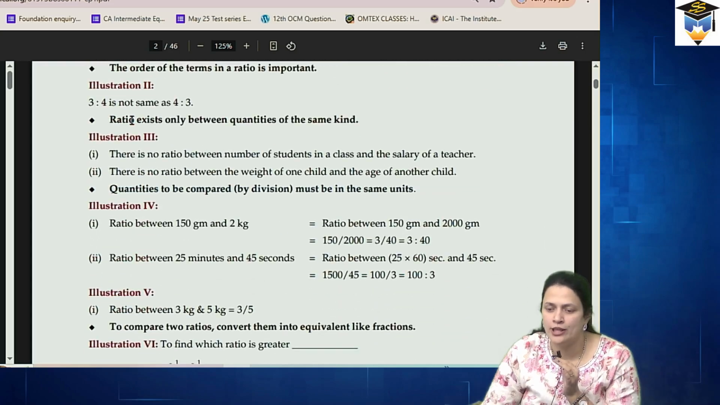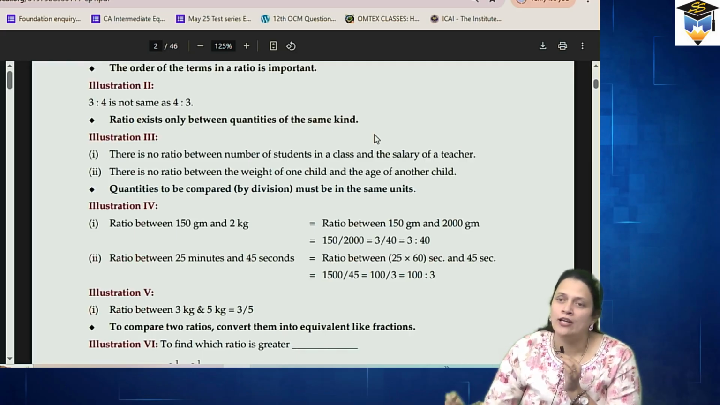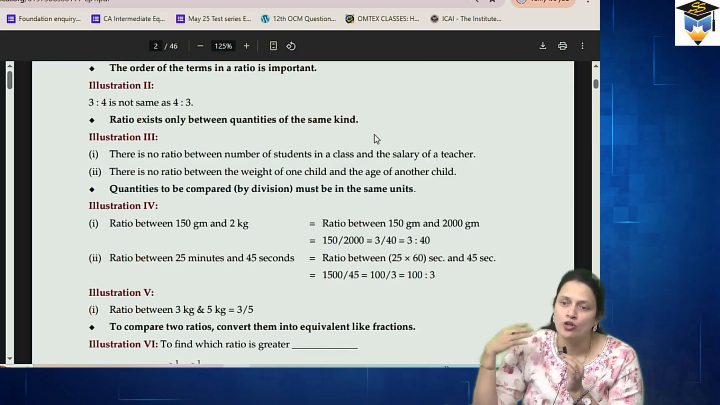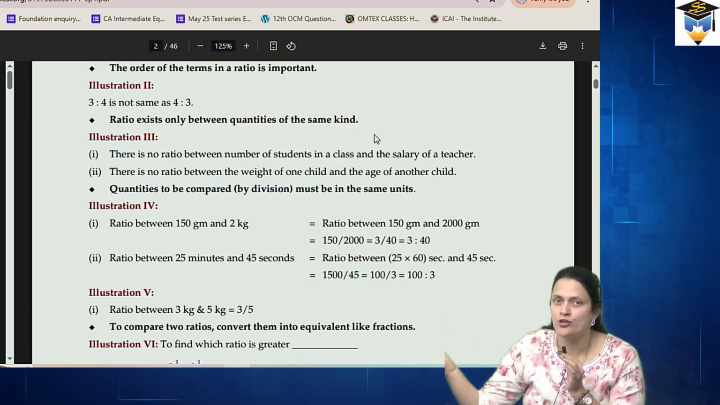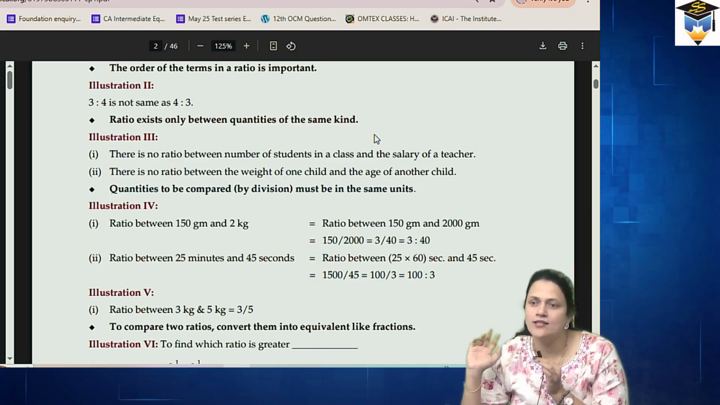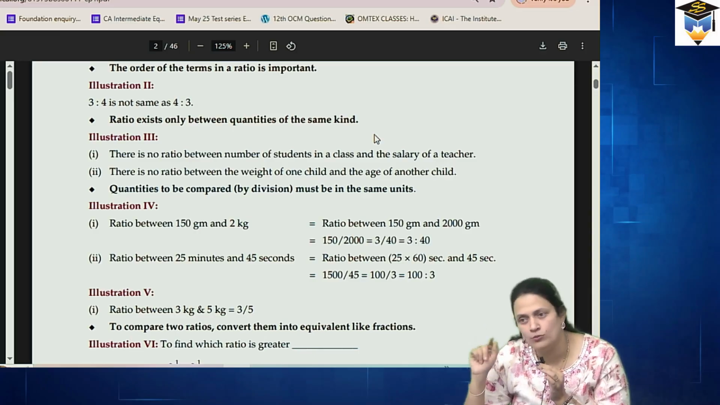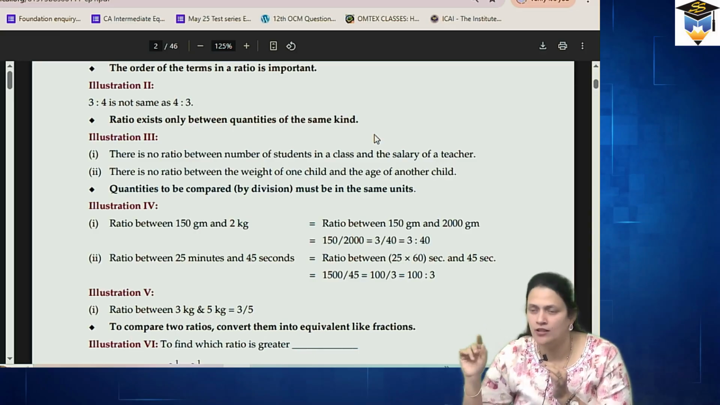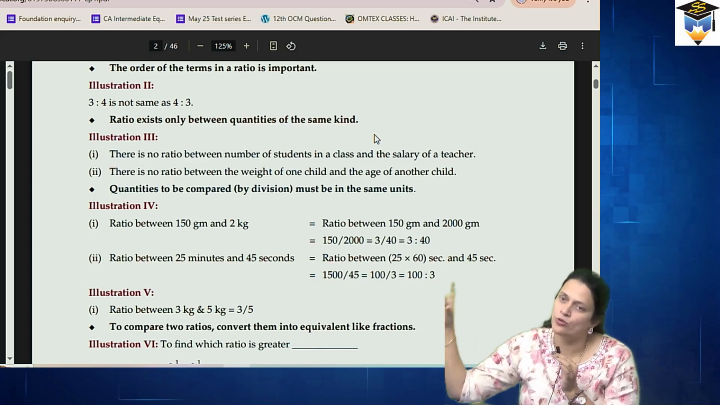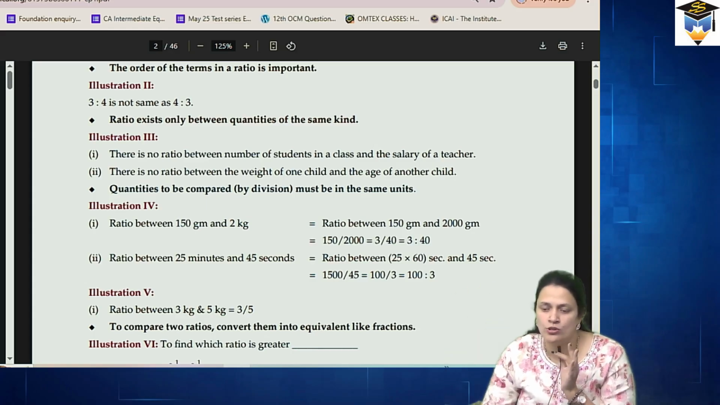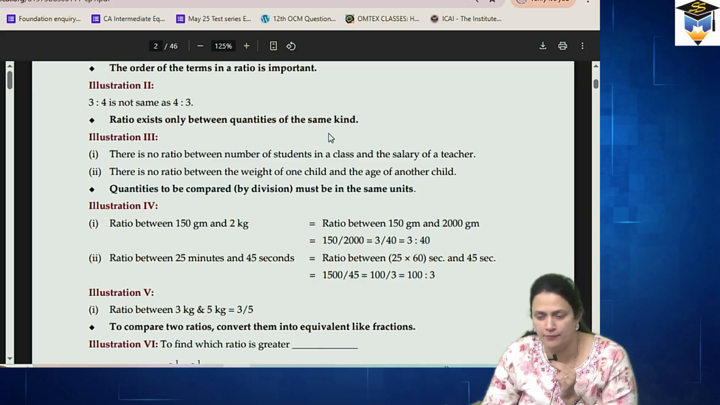So they have said a ratio exists only between quantities of the same kind. So if, let's say, I'm going to take a ratio of height to weight, is it possible? No, both have to be of the same kind. Both should be height, otherwise both should be weight. Okay, only those two quantities can be compared.